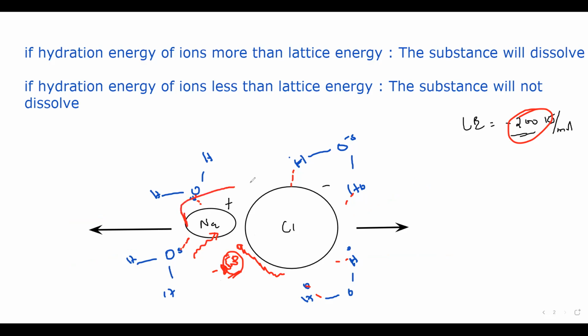So as a result, these ions will remain in contact, and the ionic substance will not dissolve. So the solubility of an ionic compound depends on two values: hydration energy as well as lattice energy. If the hydration energy is more than the lattice energy, the substance will dissolve. But if the hydration energy is less than the lattice energy, the substance will be insoluble. This is the solubility of ionic compounds.